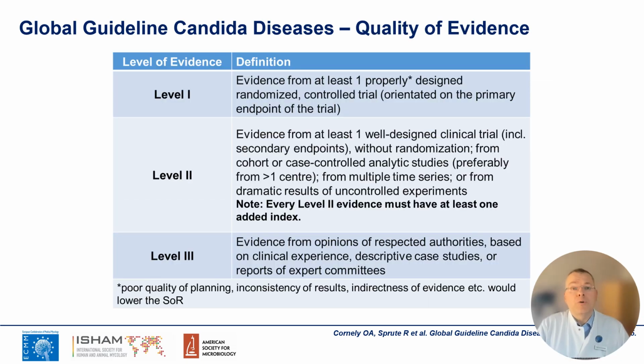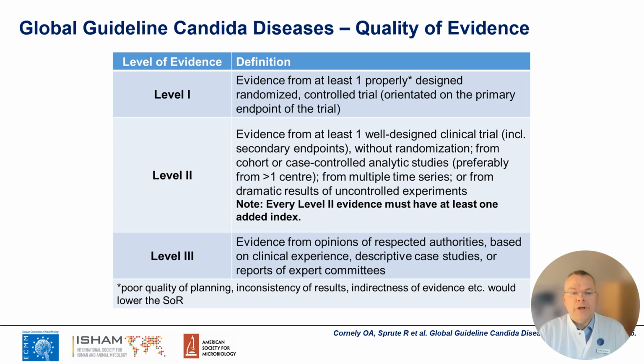Let's have a look at the quality of evidence. There are 3 levels here, not more than that. We do have level 1. As mentioned already, that's what you ideally deal with because that comes from a randomized controlled trial. At least one of these you would need to find to document a level 1 quality of evidence.